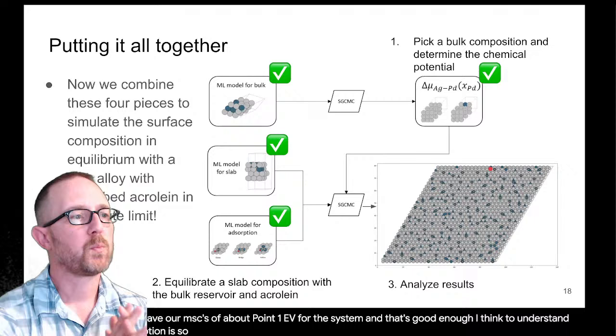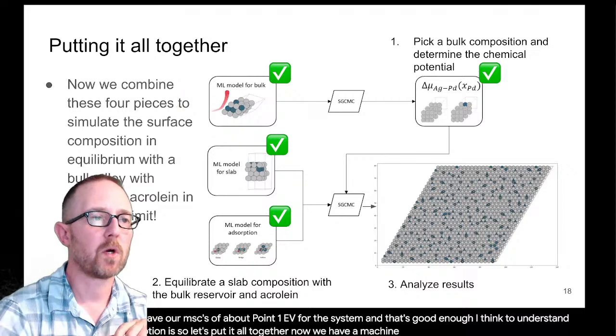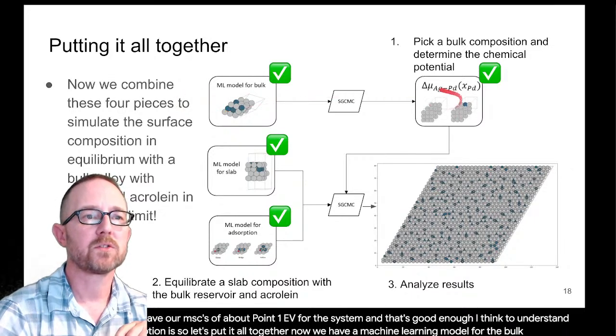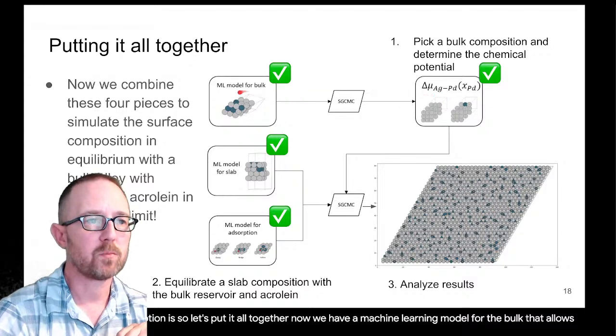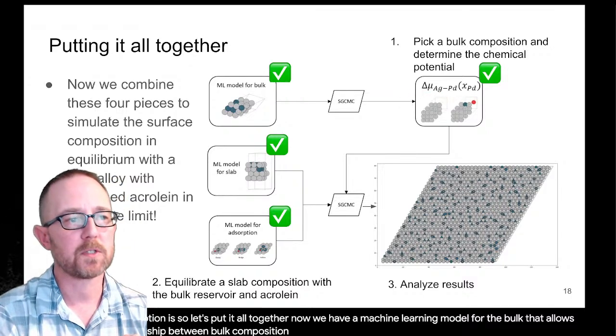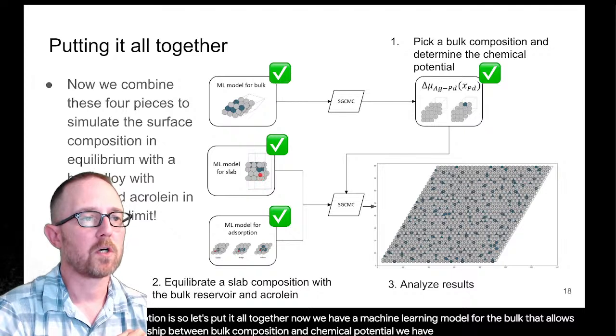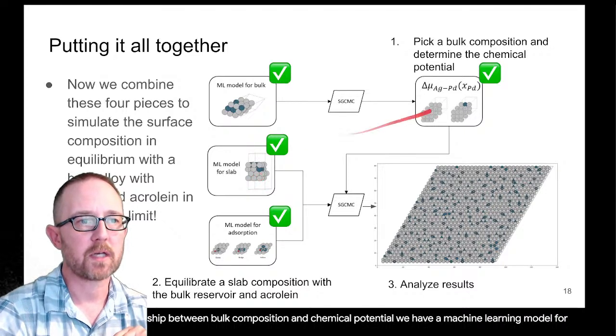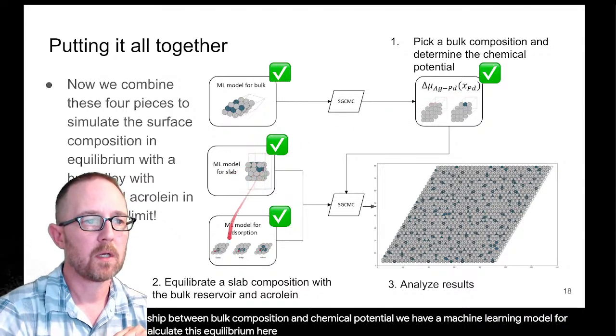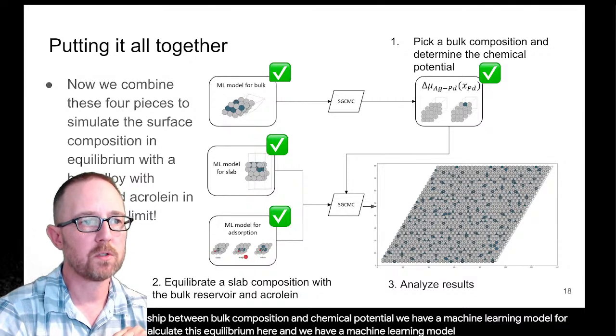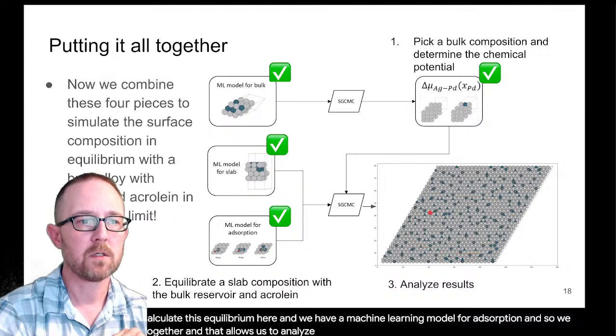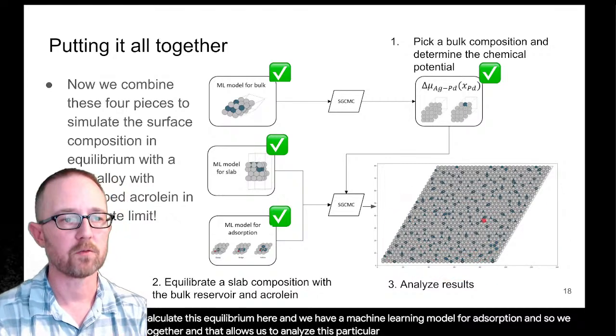So let's put it all together now. We have a machine learning model for the bulk that allows us to calculate the relationship between bulk composition and chemical potential. We have a machine learning model for the slab that allows us to calculate this equilibrium here. And we have a machine learning model for adsorption. And so we can put those things together, and that allows us to analyze this particular kind of result once it hits the equilibrium limit.